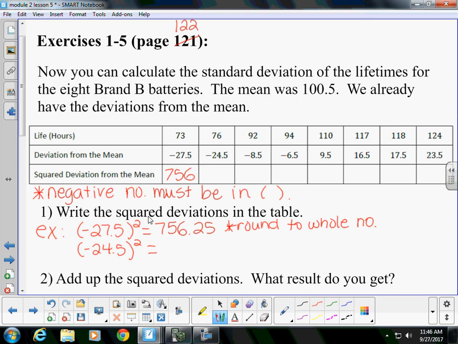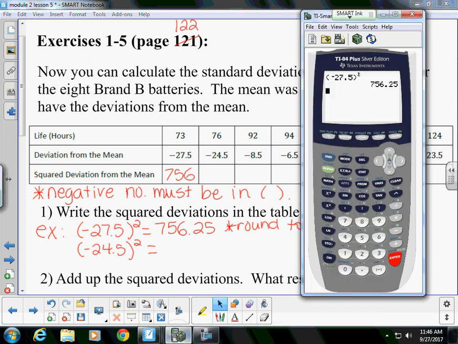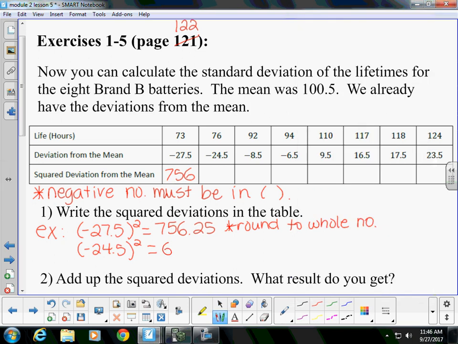Okay, doing the next one. Negative 24.5, squaring it, and that one's coming out to 600.25. I'm just going to keep rounding these to the nearest whole number to keep it simple, because these are big enough numbers. So just 600. I want to keep going all the way down my table. And again, the negative numbers must be in parentheses. When I get to the positives, I don't need to use the parentheses anymore.